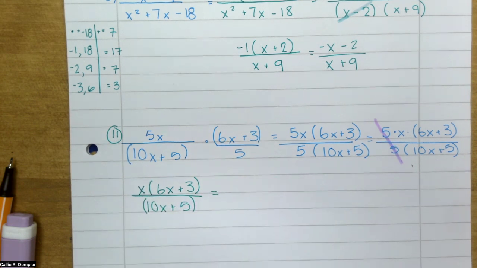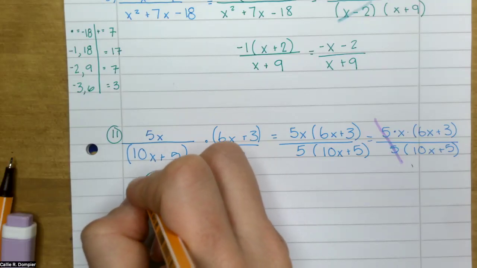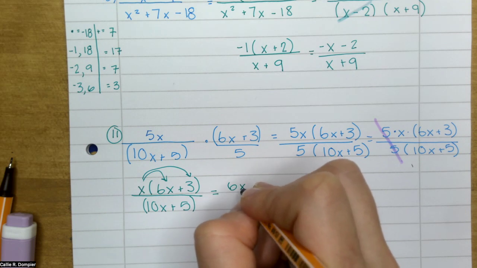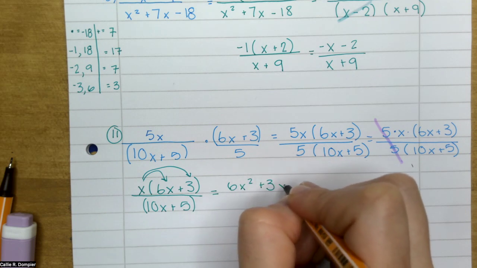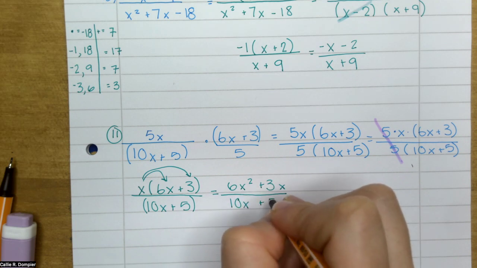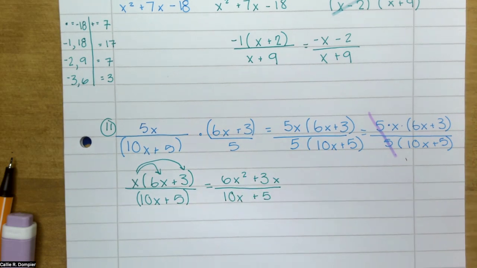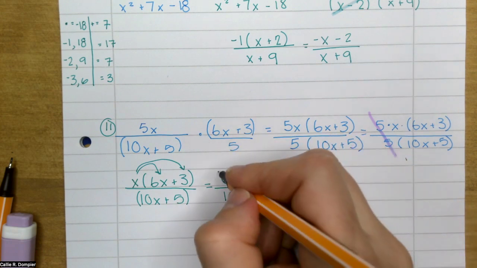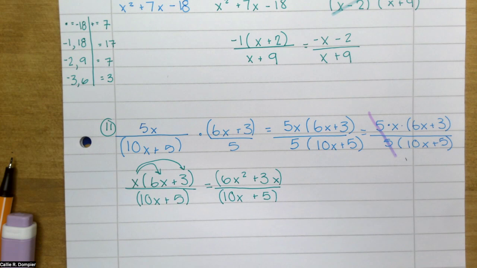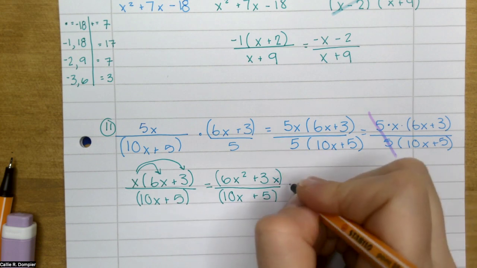I guess I don't need the parentheses anymore. I'm going to distribute that x to the 6 and to the 3: 6x squared plus 3x divided by 10x plus 5. Now, this is a binomial, remember, keep it in parentheses just to remember that we're not taking 6x squared and dividing it by 10x. We're not doing that. Never do that, okay?